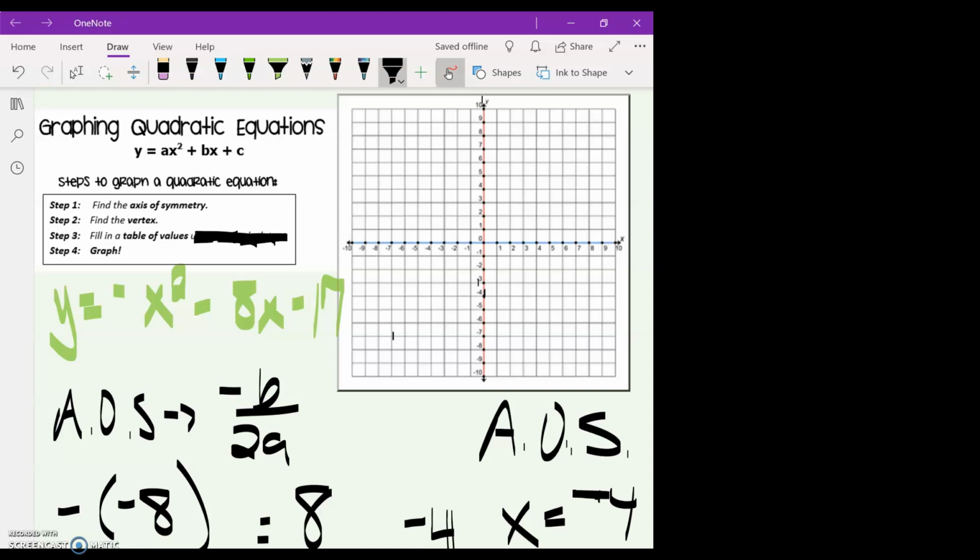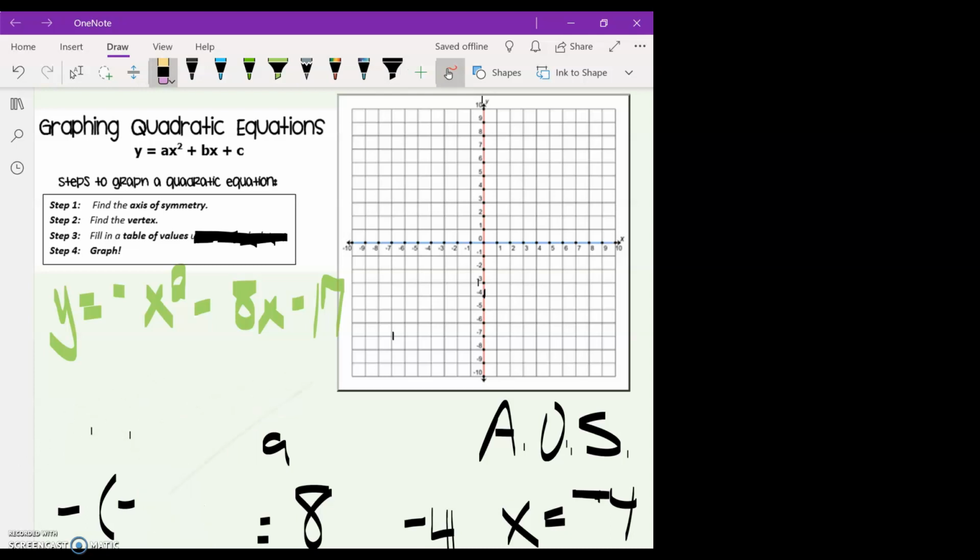Okay. Now we need to use that negative 4, and we need to plug it into our function and evaluate the function. Once we're done evaluating the function, we will then have our vertex. Before we go to evaluate the vertex, I'm going to graph that axis of symmetry. So the graph is symmetrical somewhere around this line here, x equals negative 4.